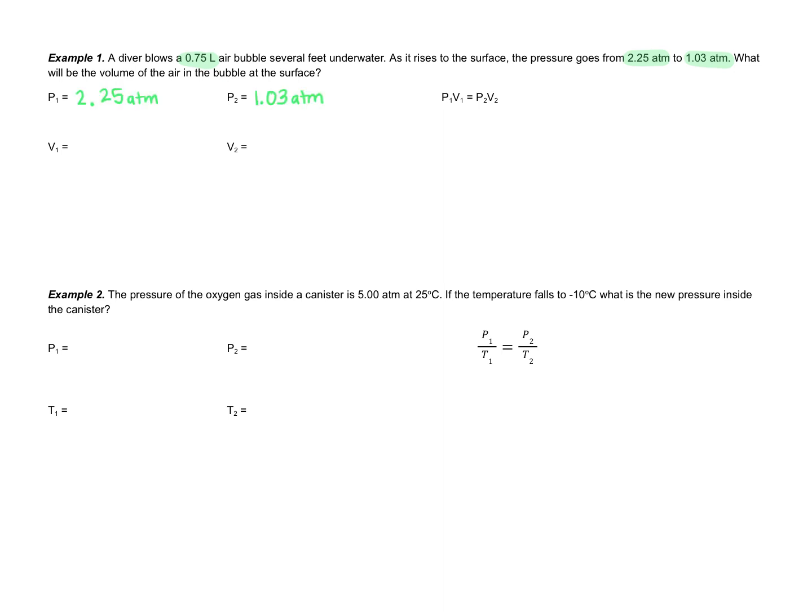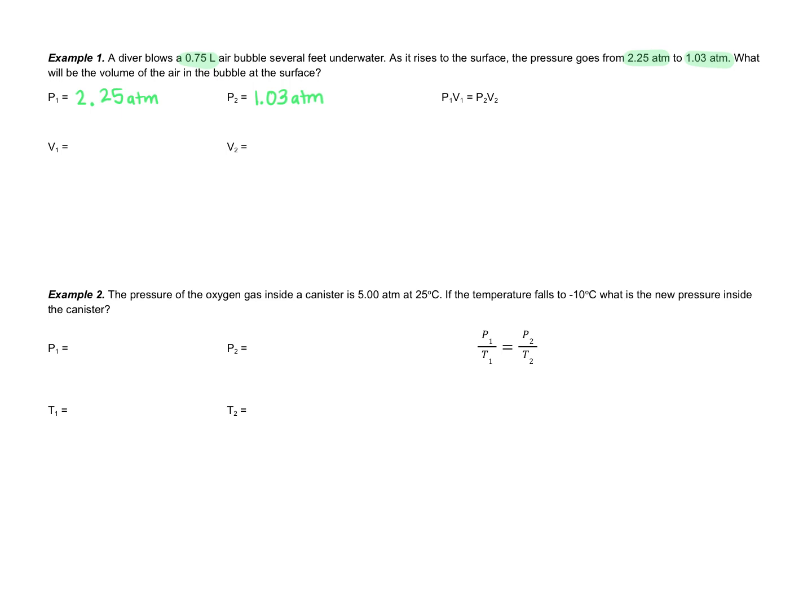It won't surprise you that you have to read the problem to figure out what the first pressure is and the second one is. The way that it's written out as a sentence will help you figure that out. This says the pressure goes from 2.25 to 1.03 atmospheres. So that tells me it started at 2.25, which is why I put that as pressure 1.